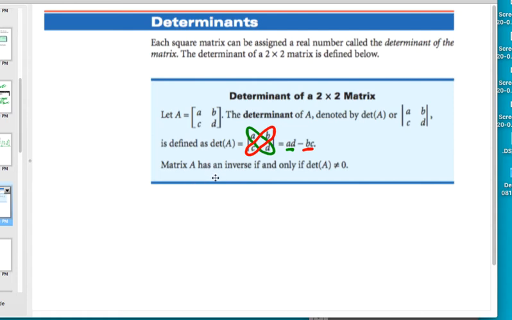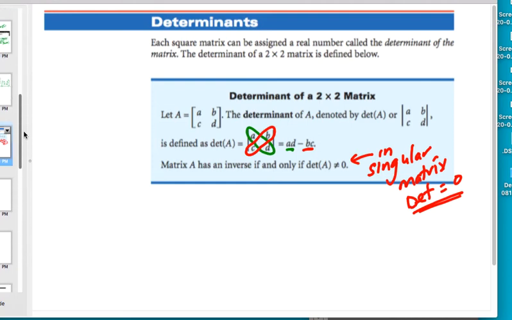A matrix has an inverse if and only if determinant A is not equal to 0. So the issue that we found there, in all those matrices that we called singular, is that in a singular matrix, the determinant is 0. Cool. So what we're going to do is now learn how to find the inverse of a 2 by 2 matrix by hand.